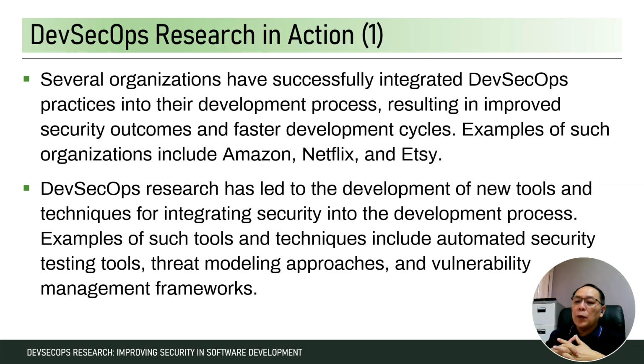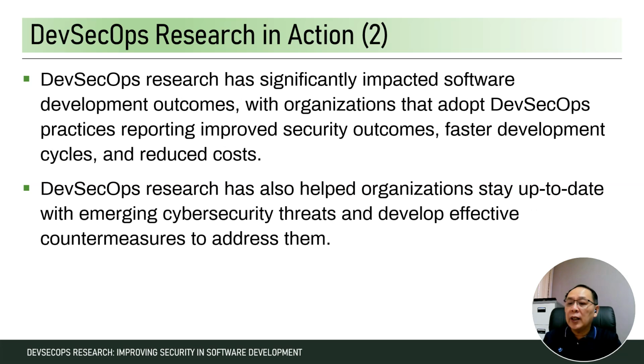Talking about DevSecOps research in action, several organizations have successfully integrated DevSecOps practices into their development process, resulting in improved security outcomes. Examples include Amazon, Netflix, and Etsy. And the research has led to the development of new tools and techniques for integrating security into the development process. Examples of such tools and techniques include automated security testing tools, threat modeling approaches, and vulnerability management frameworks.